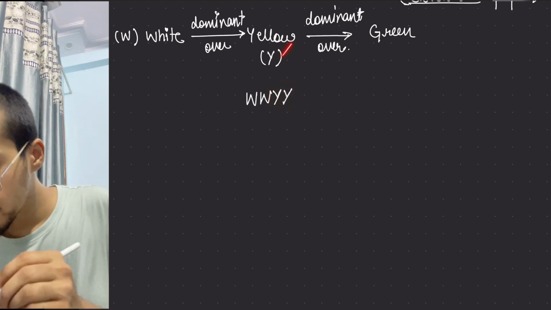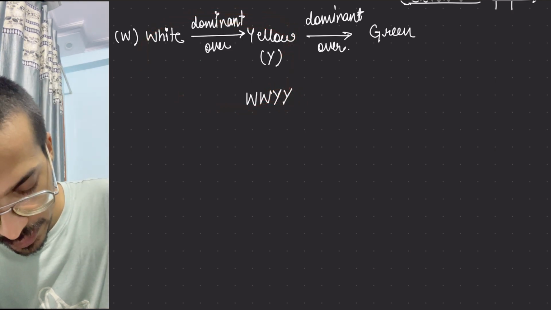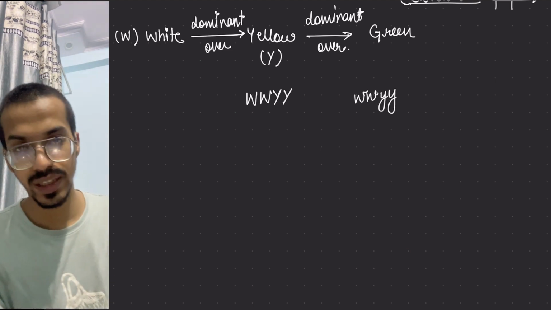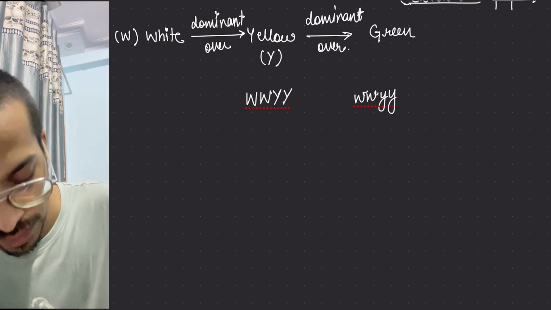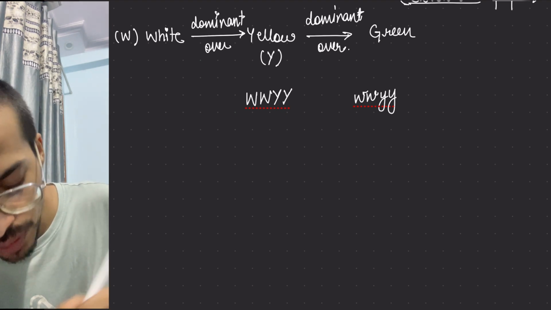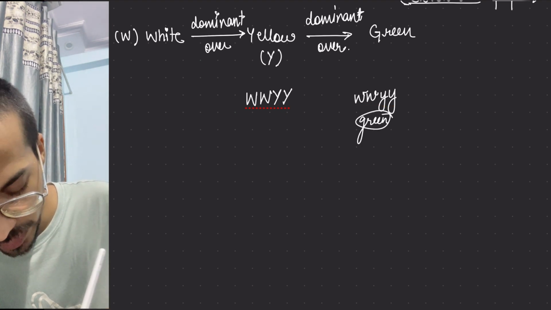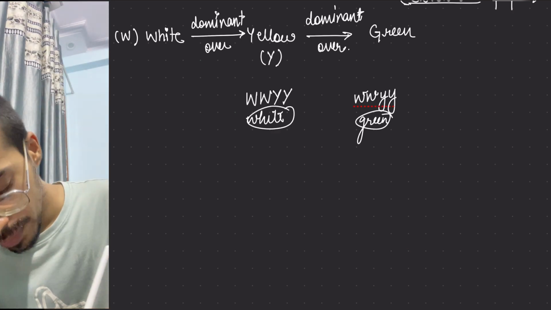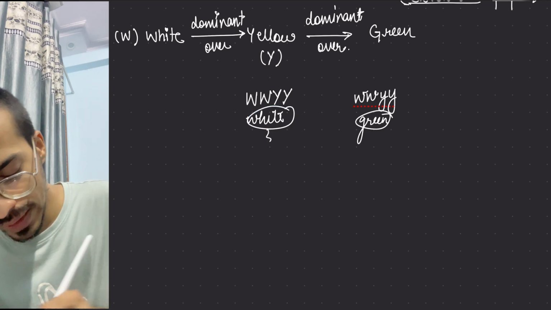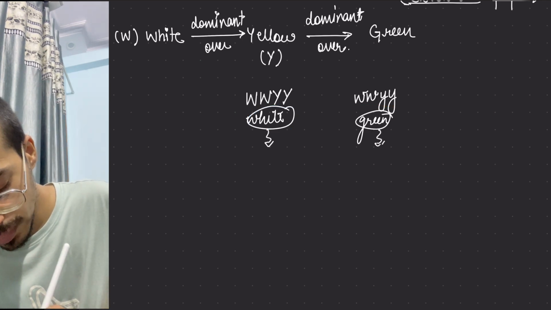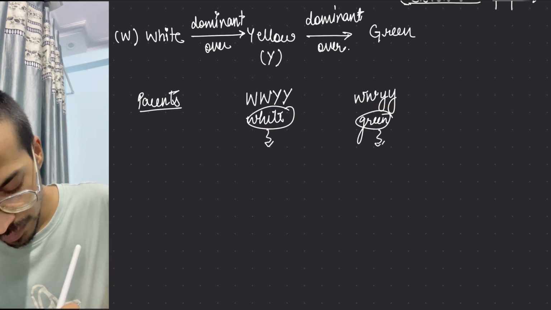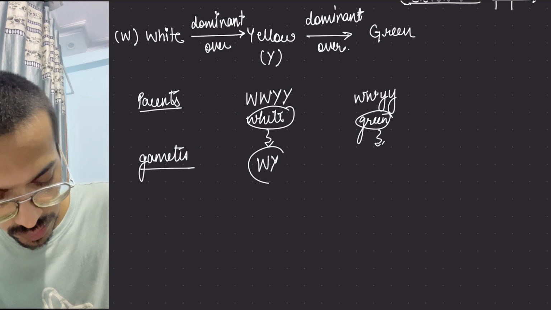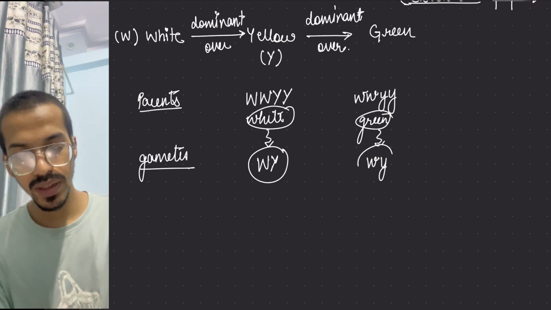Okay, another plant that I am taking is this small one. It does not have either of the capitals, meaning it will show green color. So this is the green color fruit plant, and this is the white color one. Now what will happen? These are the parents and they will make the gametes. So capital, capital here would be small, small. Okay, so these will be the gametes.